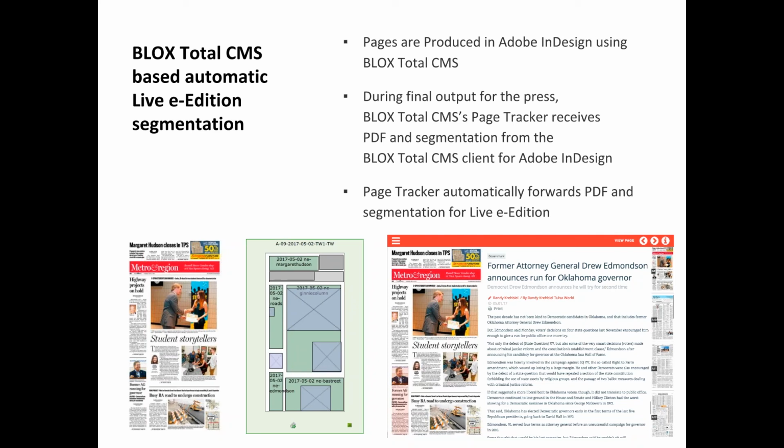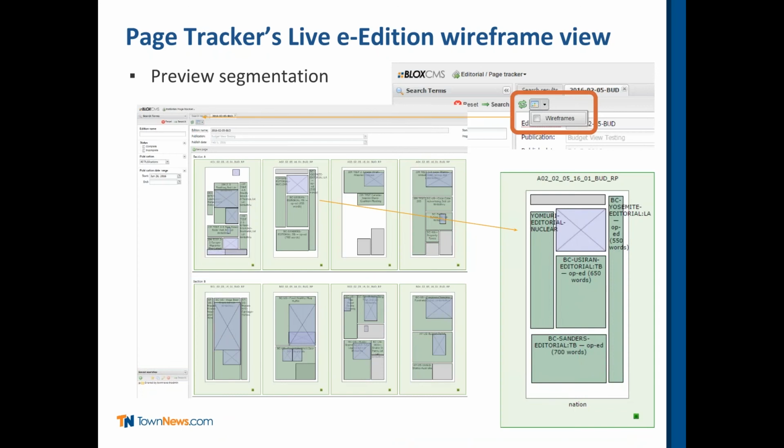If you go to the next slide for me. I do want to mention how you get to see that segmentation. This was released several versions ago. If you're a BLOX Total CMS user and you go into Page Tracker, to preview the segmentation, you need to go to the edition view of the publication you're building, and then in the upper right-hand corner, that big orange circled area, go to that little pop-up menu, and there's a choice to choose wireframes.